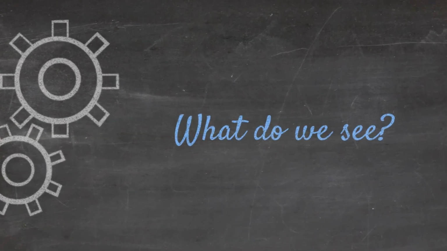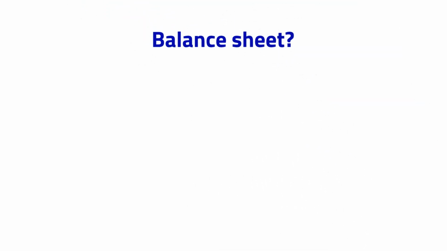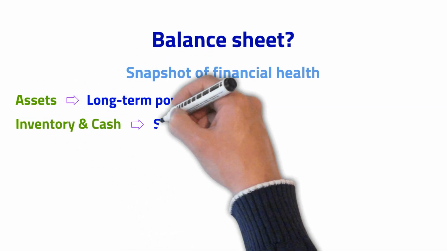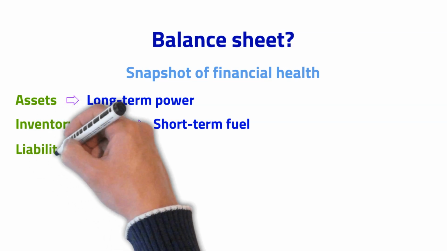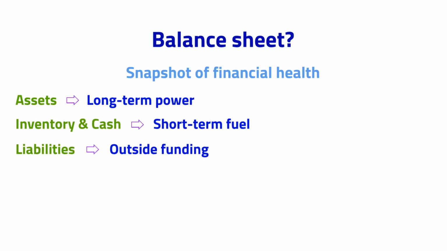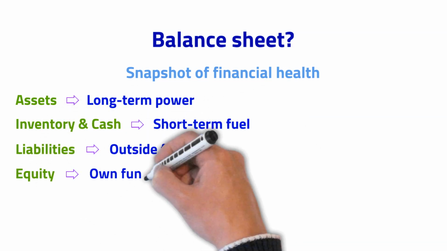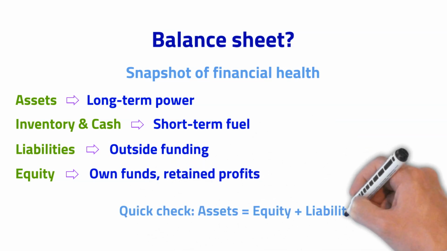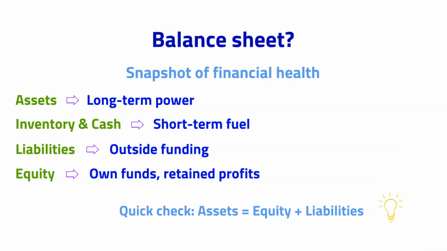What else? Balance sheet is a snapshot of financial health. Assets, the truck we have, mean long-term power. Inventory and cash mean short-term fuel. Liabilities, in our case loan and payables, mean outside funding. Equity is our owner's claim, growing with profits. And always a quick check. Assets must equal liabilities plus equity every day.